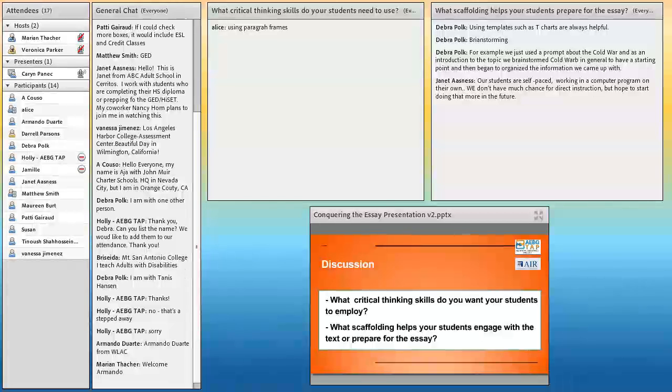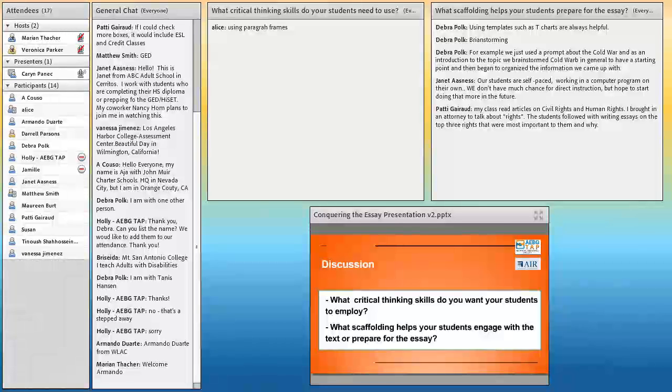Oh, Janet mentions that our students are self-paced, working on a computer program on their own, so they don't have much time for direct instruction, but hoping to start more of that in the future. Great. So that is something I'm thinking about as well. We're looking at possibly offering a distance education option. So perhaps thinking about adding some tools online, maybe using an online LMS or learning management system, if your school has one. Our school uses Canvas, that you can put places for them to engage with each other and ways for them to engage with the text. For example, some videos and then some assignments.